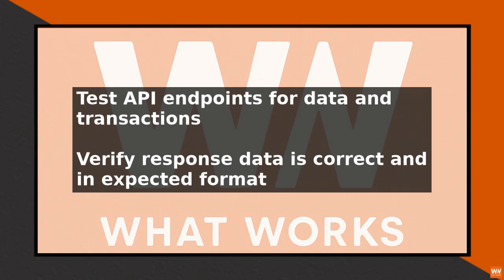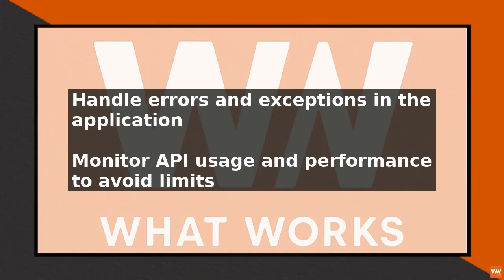Finally, monitor the API usage and performance. The Alchemy REST API has usage limits and requirements, and exceeding these limits can result in errors or even account suspension. Monitor your API usage and performance to ensure you are within the limits and optimize your application for better performance.